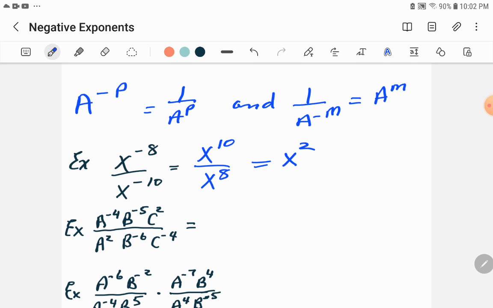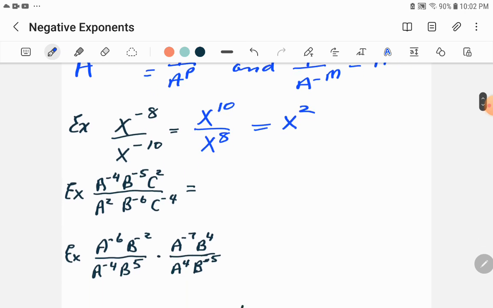Okay, let's look at another example. This one is a little bit more complicated. So we have a to the minus 4, b to the minus 5, and c squared. So just looking at the numerator first. So that has a negative exponent. It goes to the denominator. B has a negative 5 exponent, so that will go to the denominator. It becomes positive. Now c squared is already positive, so it's going to stay right there in the numerator position.